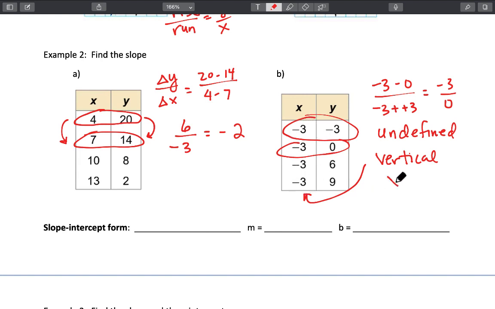And that should be a little bit of a clue when you see all x's equaling -3. Remember, the equation of that line would be x equals -3. And when we have no y in our equation, it's just an x, we know that we have a vertical line, and that vertical line will have an undefined slope.